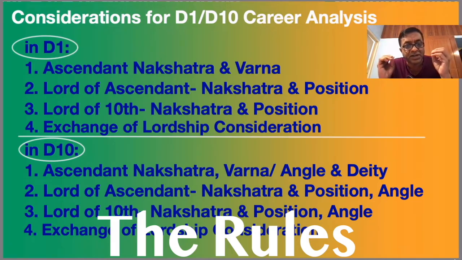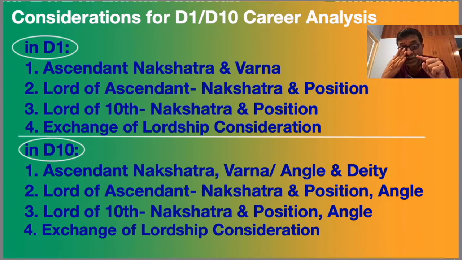In D10, what are the considerations? The above four are for the natal chart. In D10, number one, ascendant nakshatra, varna, and the angle and the deity. Remember, we spoke of this in the entire 27 nakshatras, right? So, angle and deity we will be seeing in the actual charts of real people now. Number two, the lord of the ascendant, nakshatra, position, and angle, and the deity.